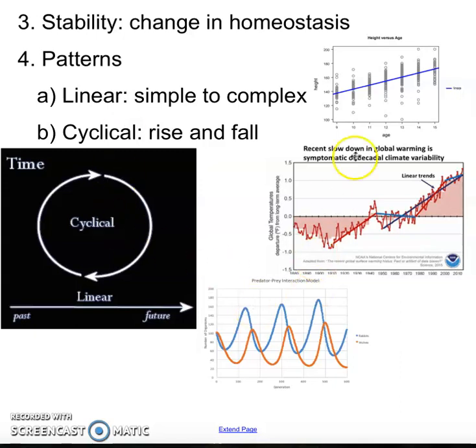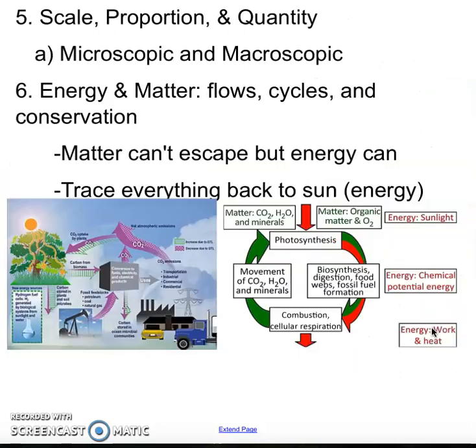Patterns, which are basically all of these pictures right here. Patterns can be linear, maybe shown simple to complex, or they could be cyclical, okay? They go in a cycle, they rise and they fall. So here's a predator-prey interaction where the prey increases and then the predator catches up, and now we have too many predators and not enough prey, and the prey population crashes, and then the predator population will crash shortly after, and it reverses. So this is a cyclical pattern. Here's the recent slowdown in global warming graph, just showing linear trends.